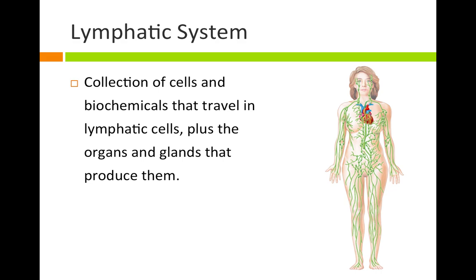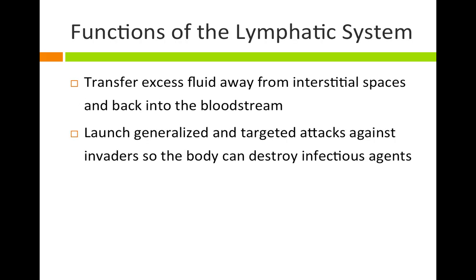The lymphatic system is a collection of cells and chemicals that travel within our lymphatic vessels, plus the organs and the glands that are going to produce these chemicals. The lymphatic system has 2 functions. The first function is to take extra fluid from interstitial spaces, so the spaces between our cells, and dump it back into the bloodstream.